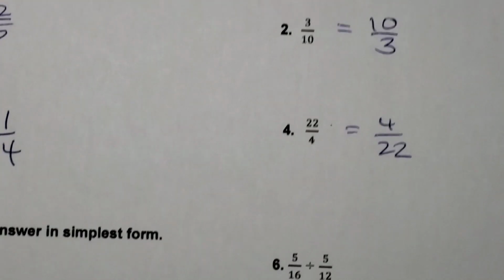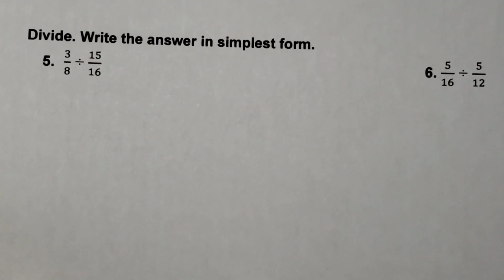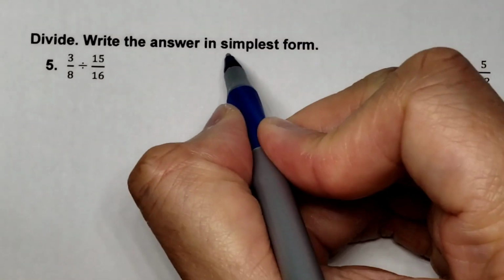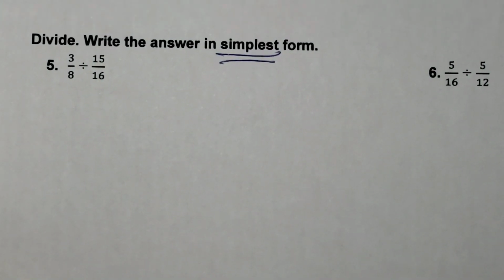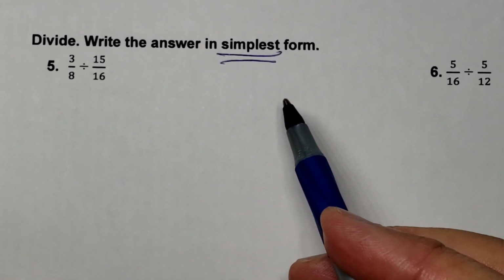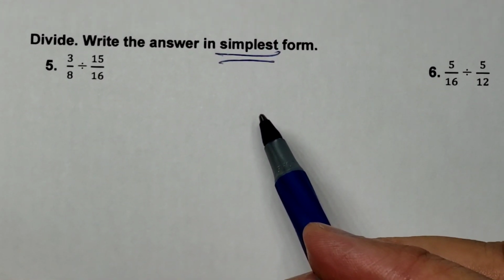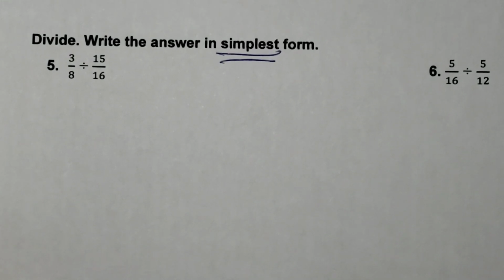Now, let's apply division. So divide. Write the answer in simplest form. When you say simplest form, it means that no number except for 1 can be divided evenly into both the numerator and denominator. So let's work on that.